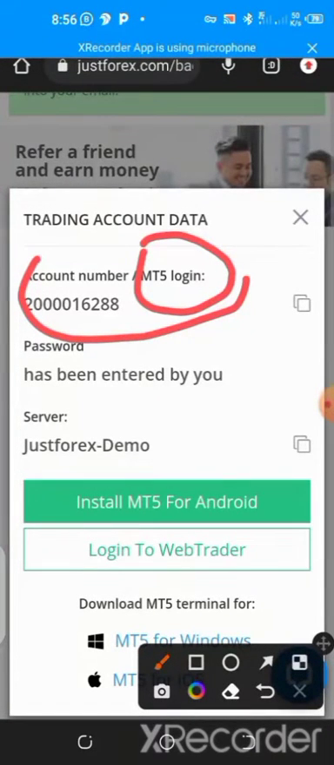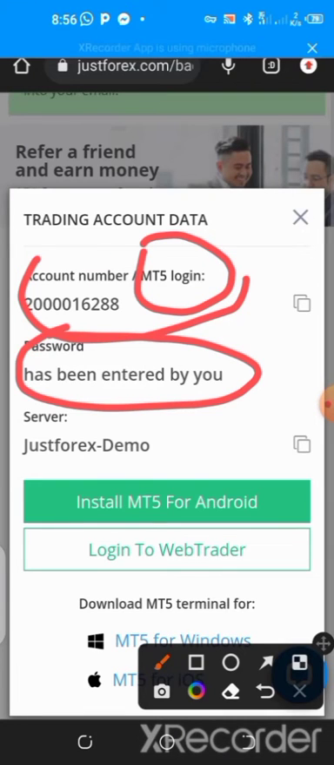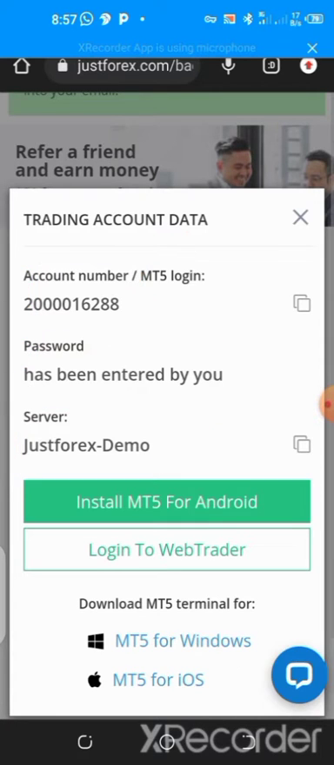Here is the password. So they say the password entered by you. I'll put the password that I entered. Then here they say server. So you see where to put all these things. This is the server here, and you forget about all these other ones down. So you save this password here. You save it, or you copy it if you don't know where to save it.